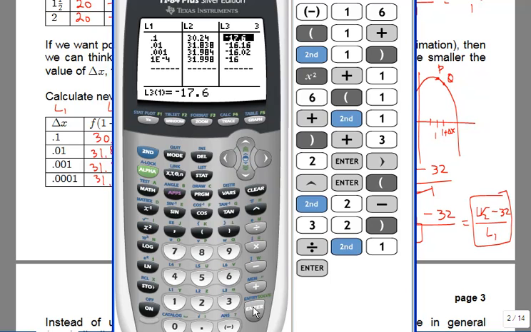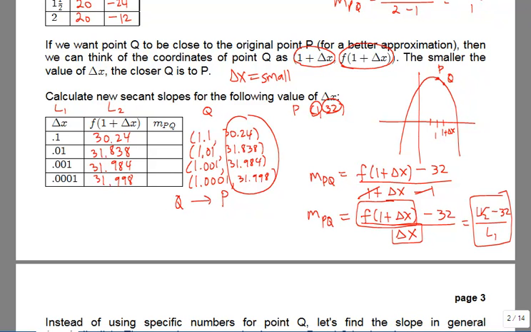So let's copy these down. The first slope was negative 17.6. The next slope, as I got a little bit closer, was negative 16.16. And then the next slope was negative 16.02. And as I got really, really close, the slope was negative 16. So what does this represent for us? It means the closer that Q gets to P, the closer the secant slopes get to the tangent line slope.